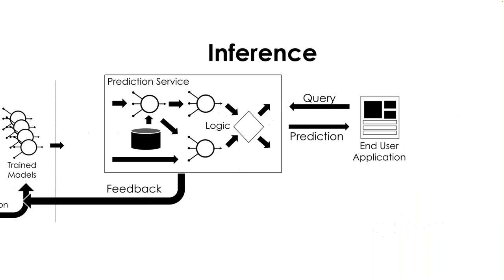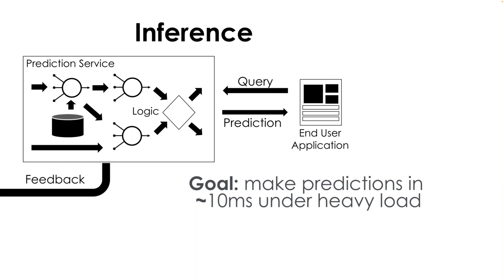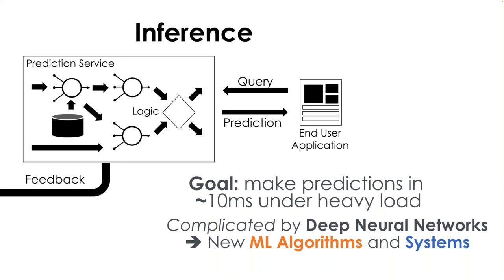Okay, and it's also where a different set of challenges lie, because the goal in a live system is to make predictions in, let's say, 10 milliseconds while you're under a heavy load, right? Your users are on their phones, they're at their web browsers, and they want interactive behavior, which means that you're doing machine learning inference in the same time it takes to, say, load a web page. Okay. And this can be really challenging when we're starting to look at richer models like deep neural nets. And new machine learning algorithms and systems have been developed to try to do inference very quickly in a variety of ways.